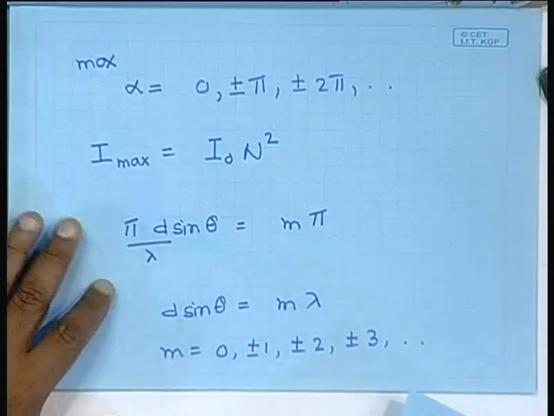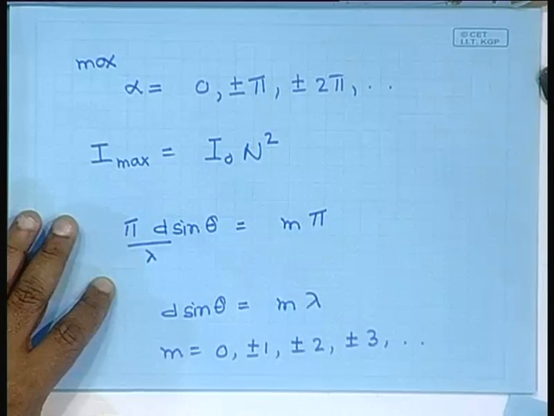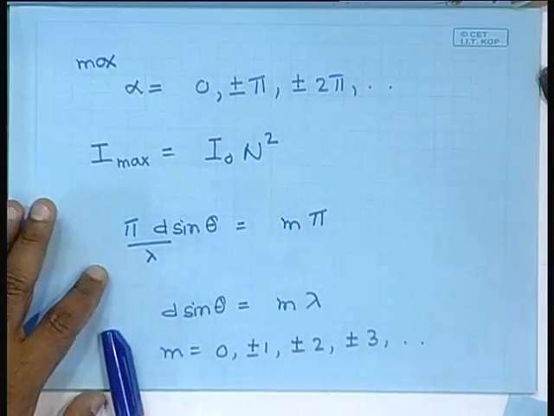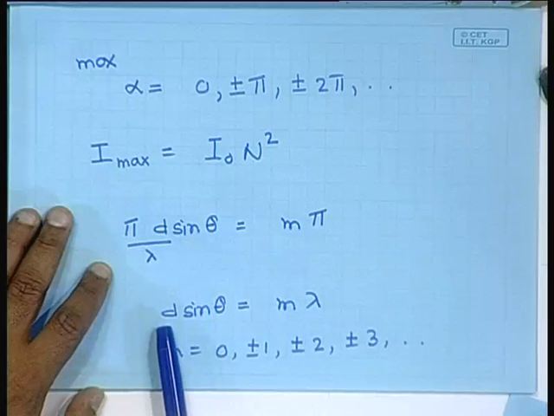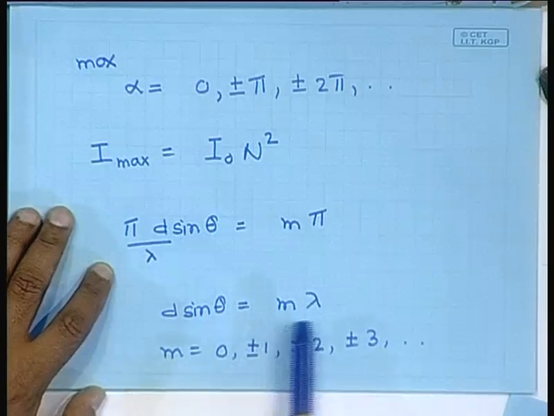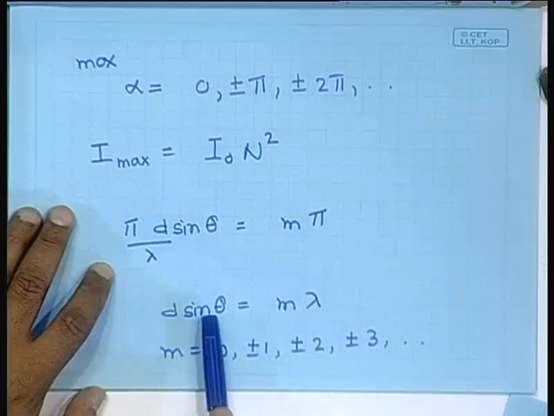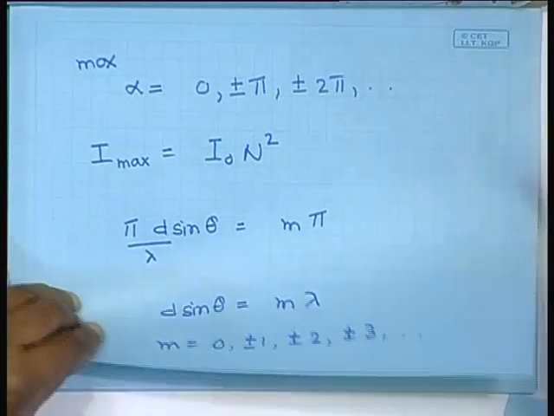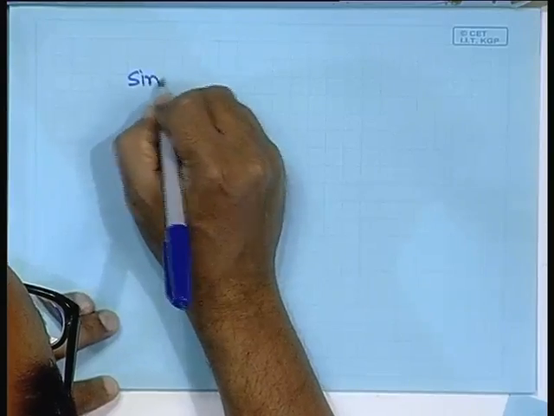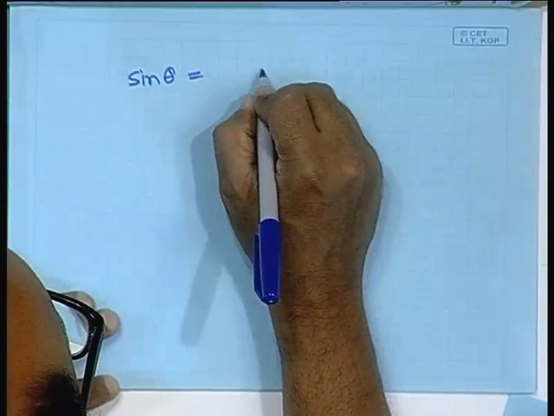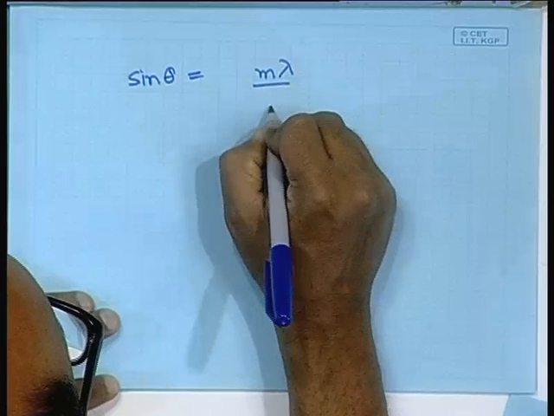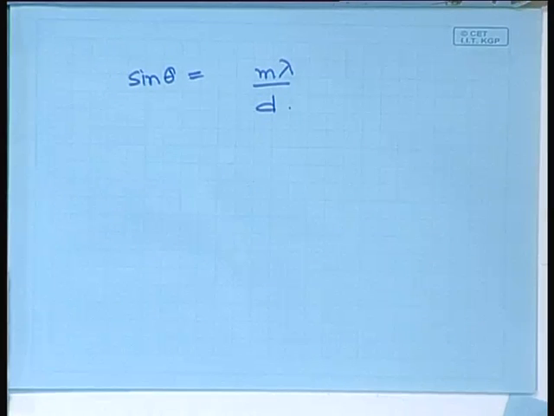So, to determine the direction where you are going to have the maxima, set alpha equal to this, which in terms of the angle theta now becomes d sine theta is equal to m lambda. So, for different integers m, I will have different solutions theta, or sine theta is equal to m lambda by d. So, if lambda by d is more than 1, you will have only one solution, m equal to 0, which is theta equal to 0.